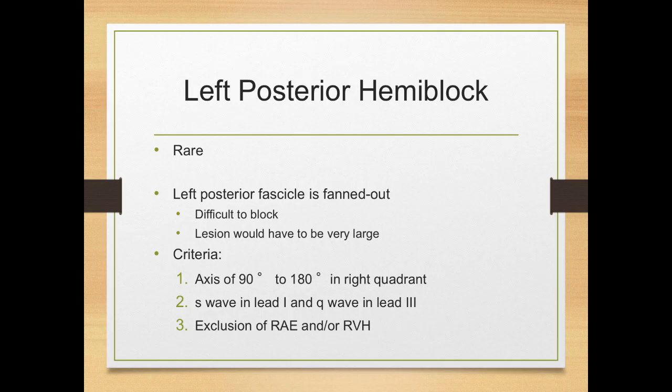Left posterior hemiblock is a little bit more uncommon because the posterior fascicle is super fanned out. Think of a big palm leaf, really difficult to block. The electrical impulse can jump around any physiological blocks, and the lesion to block off the entire fascicle would have to be pretty large. But with posterior hemiblocks, we have an axis of 90 to 180 degrees positively. That would put us in the right quadrant.